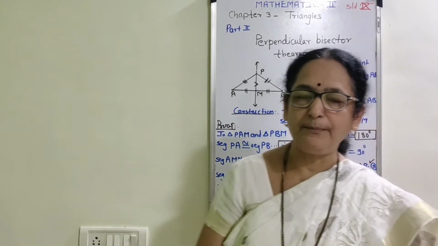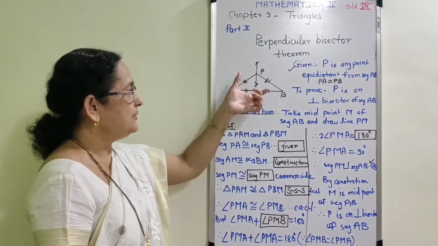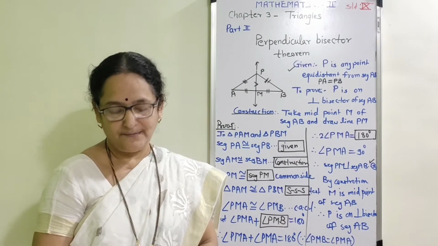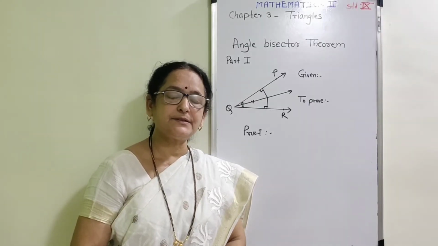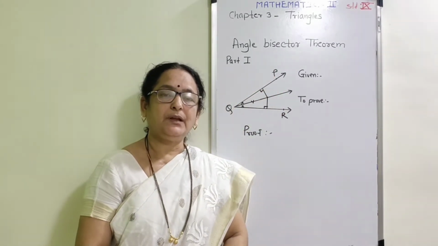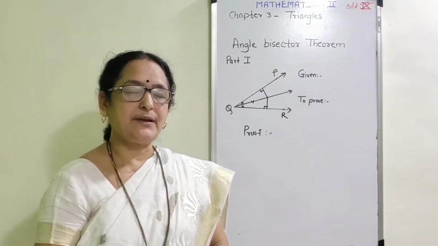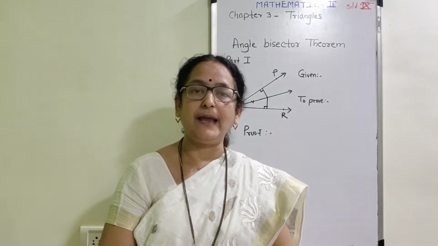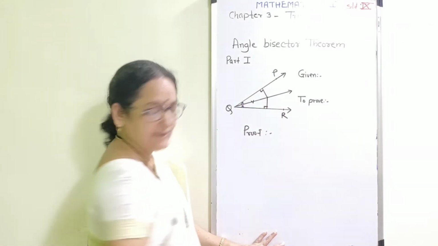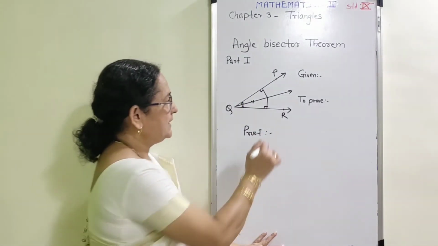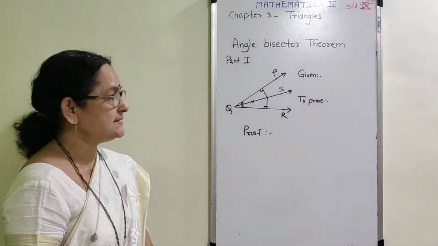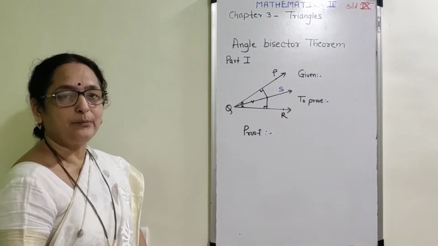Students, here we have completed the activity which is actually the converse of perpendicular bisector theorem. We are going to learn the next important theorem, which is the angle bisector theorem. You have already learned the concept that a ray is said to be an angle bisector when, due to that ray, the angle is divided into two congruent parts.